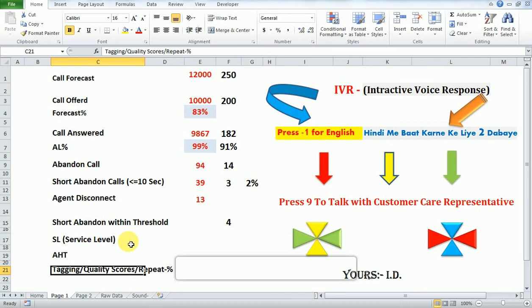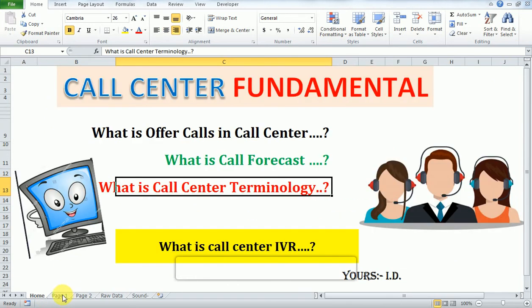So friends, I have cleared a few call center related parameters here. I will also make some more videos about more parameters.